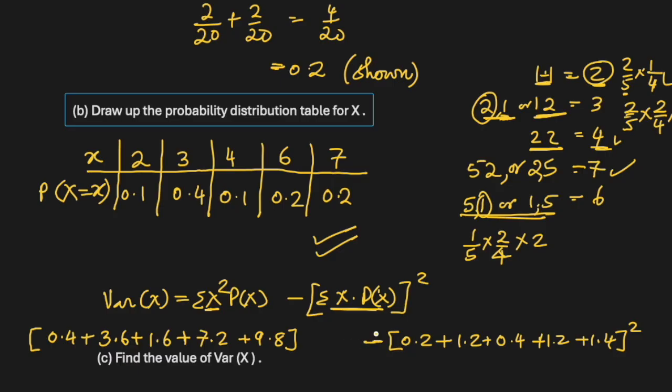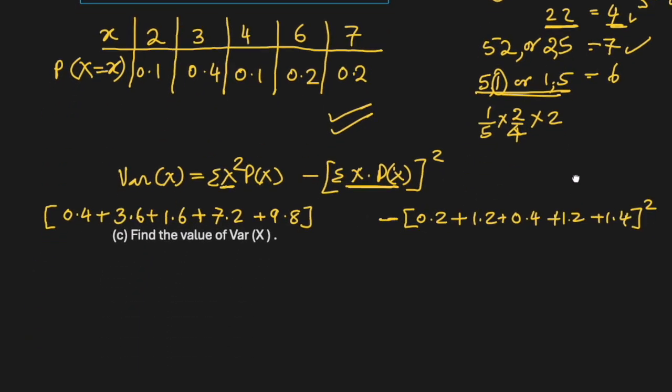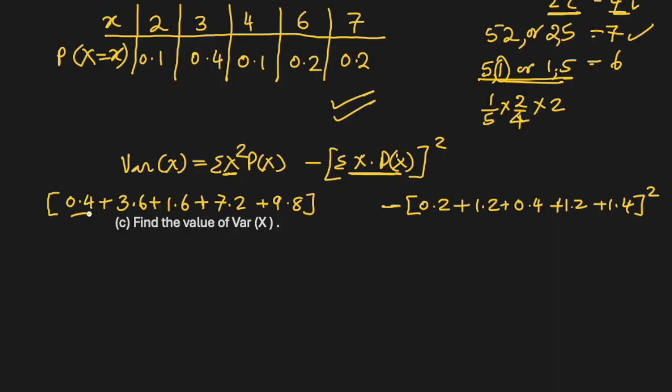Let's put this in our calculators and we'll get the variance. So this will be 4, 5.6, 5.8, 12.8, 13.6, 22.6, minus 1.4, 1.8, 3, 4.4. This is what we'll get, which is 3.24. This is the variance of this data.